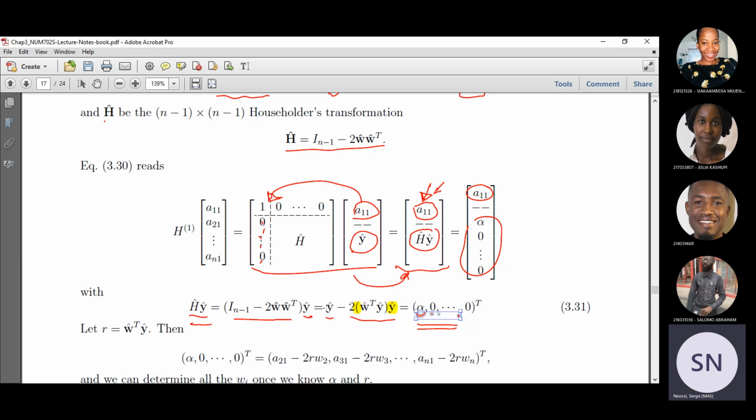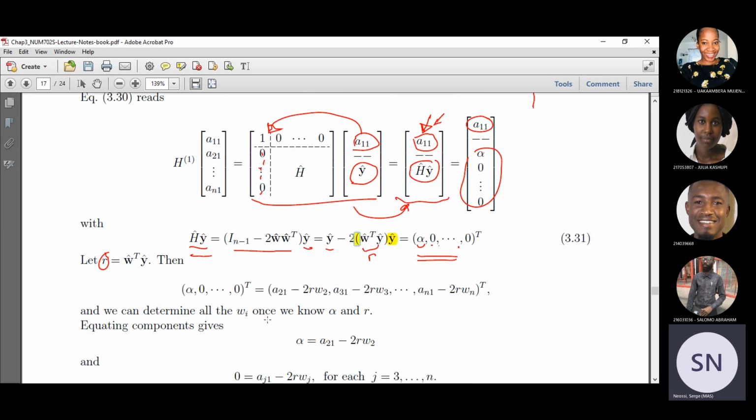Right. Now we try to expand that expression. To make things easy, we know already that this is W transpose, which is a row vector, and this is Y, which is a column vector. A row vector times a column vector of the same size gives a number. It's not a matrix, it's not a vector, it's a real number. And this real number, we call it R. You see that by so doing, we simplify this expression. This is R. We make our computation easier.